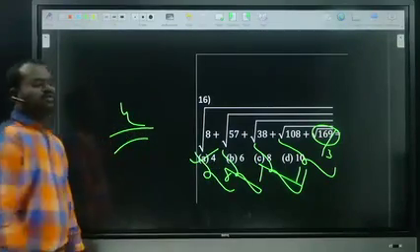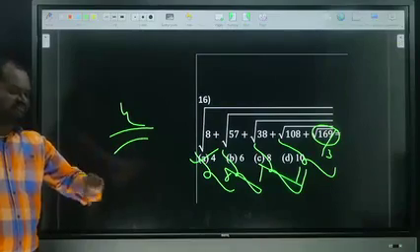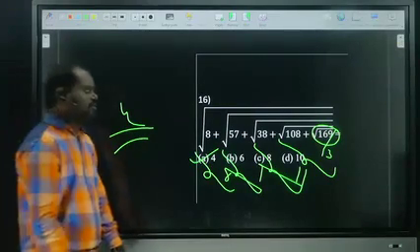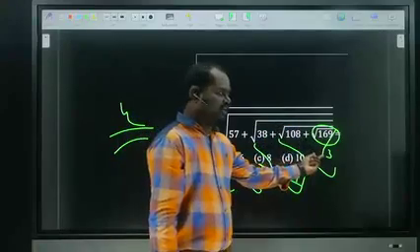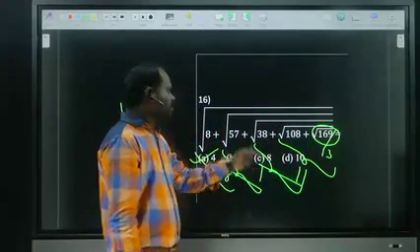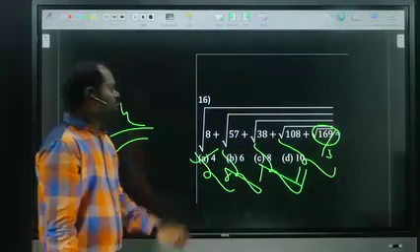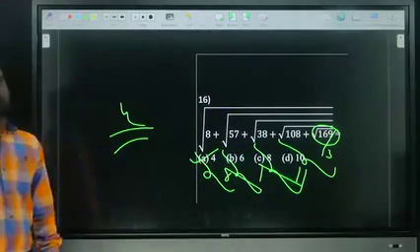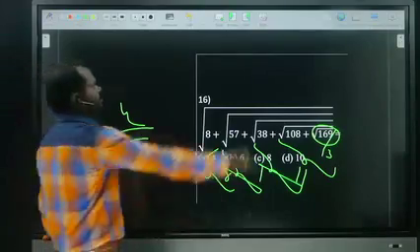Don't write steps. Internally finish in that only. We should simplify from back to front. Root 169, 13. 108 plus 13, 121, nothing but 11. 38 plus 11, 49, 7. 57 plus 7, 64, 8. 8 plus 8, 16. What is the answer? 4. Right? Now, next.